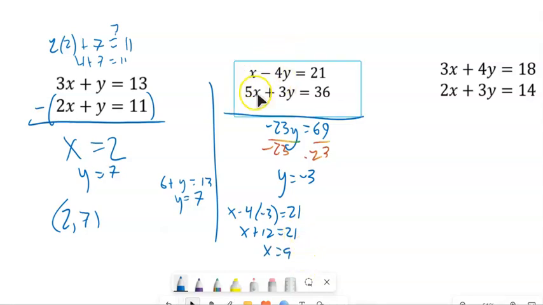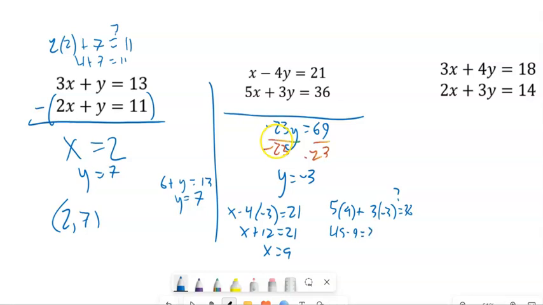So I'm going to check it, make sure it works in this one. Is 5 times 9 plus 3 times negative 3 equal to 36? Is that actually true? Let's see, 45 minus 9 is 36. Yep. So there's my answer right there. I could write it as the ordered pair: x is 9 when y is negative 3.